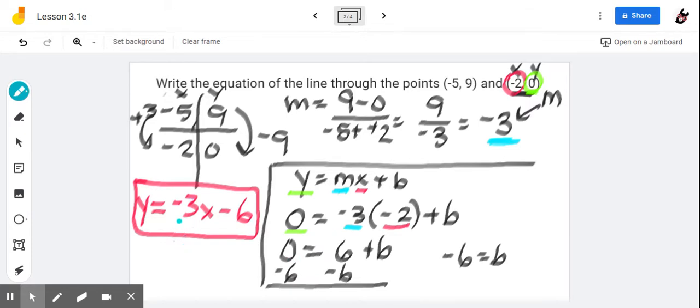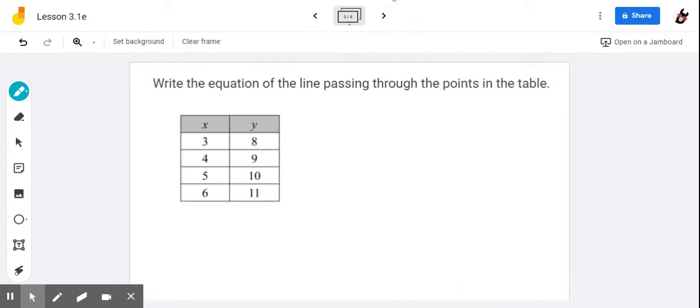All right, so let's look at another one. Here, they're giving us the points in a table. Same process. We can go straight to finding the rate of change here. So this is adding 1 every time it adds 1 over here. And so my change in y over change in x would be 1 over 1. So there's my slope.